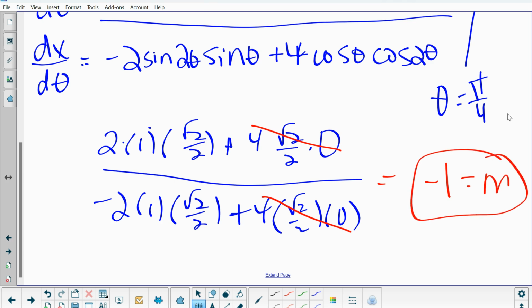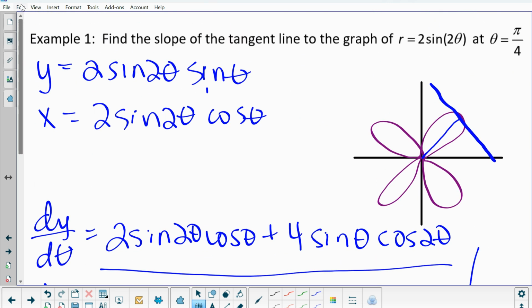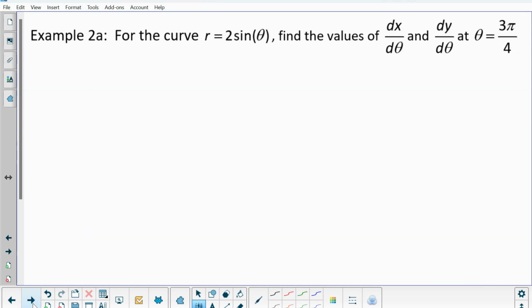If you thought about it from the very beginning, I hope you were able to believe that the slope of this line, which is perpendicular to the pi fourths line, is negative 1 because the pi fourths line is positive 1. Okay, moving on.